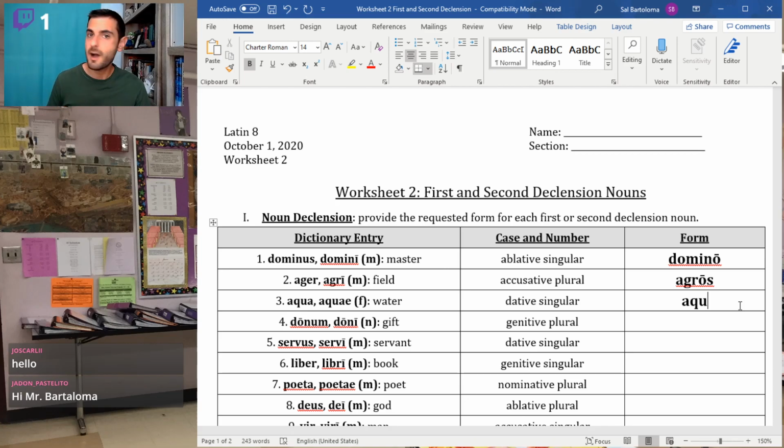Every dative singular is going to end with a vowel or a diphthong, which is multiple vowels kind of stuck together into one sound, but it's not as neat of a pattern as the other cases. The dative singular for first declension happens to be AE, right? Second declension, it's O. Third declension, it's I. Fourth declension, it's UI. And fifth declension, it's EI.